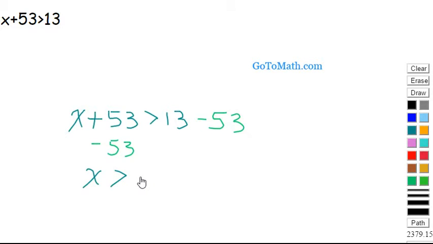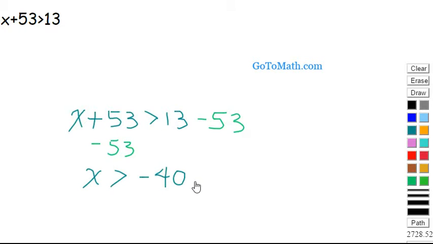Oh, okay. Negative 40, I believe. Negative 40. X is greater than negative 40. So if you chose a number that was greater than negative 40, like for example negative 39, and you were to plug it in right here, it should be greater than 13.